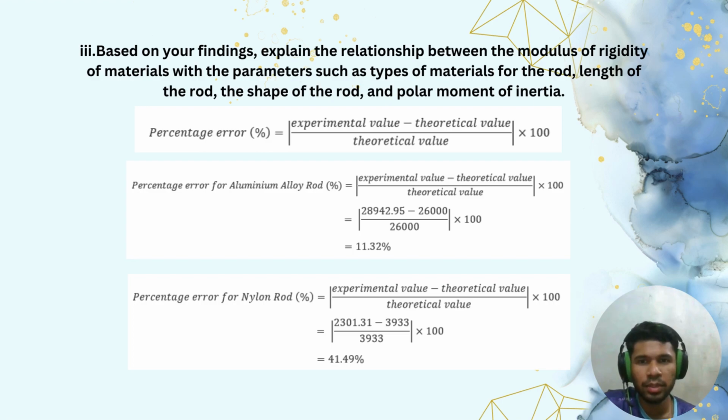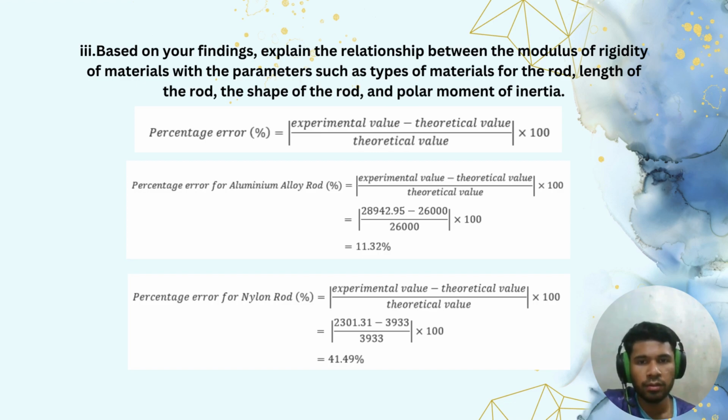Third, based on your findings, explain the relationship between the modulus of rigidity of material with the parameters such as type of material for the rod, length of the rod, the shape of the rod, and polar moment of inertia.